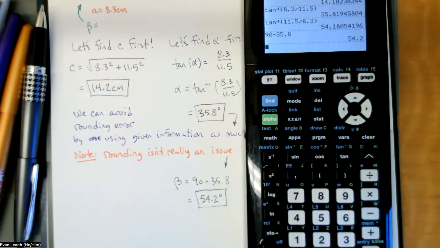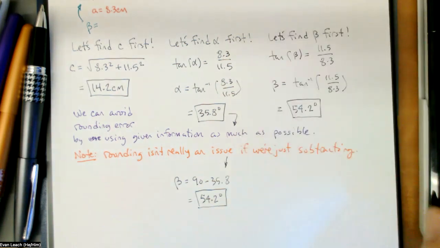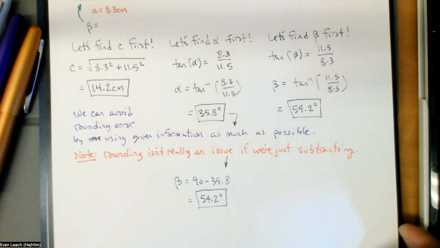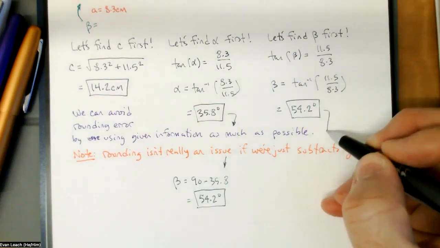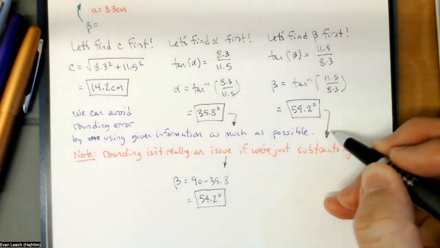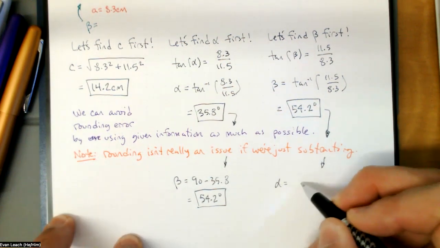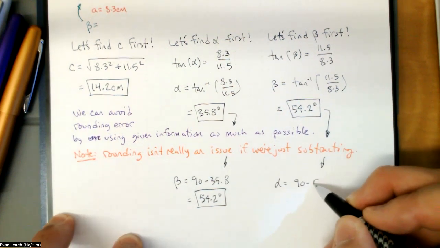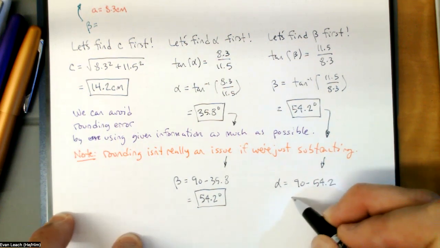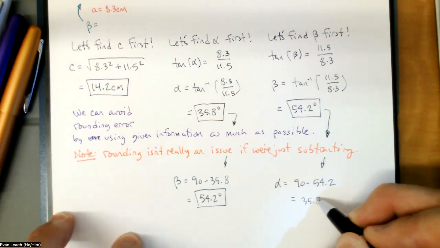So we don't have to do the thing where we have to use the ANS key or the answer so that we can use all the digits. Rounding is not going to be as much of a big deal when we are just subtracting. And the same thing happens if we have beta first. If we wanted to find alpha, we'll just take 90 and subtract the 54.2, and that'll give us a 35.8.